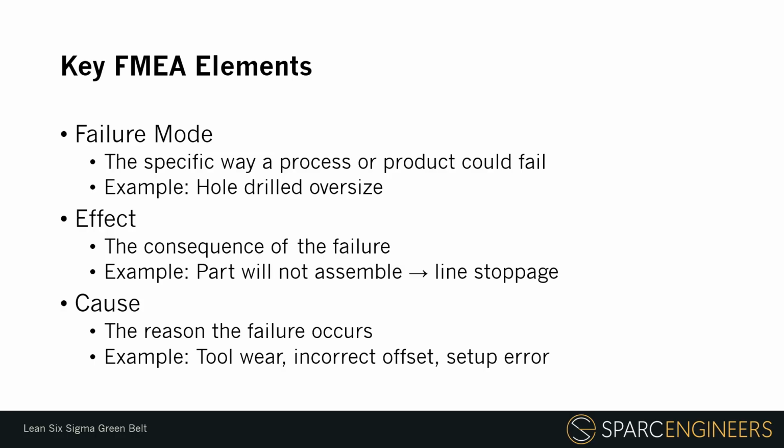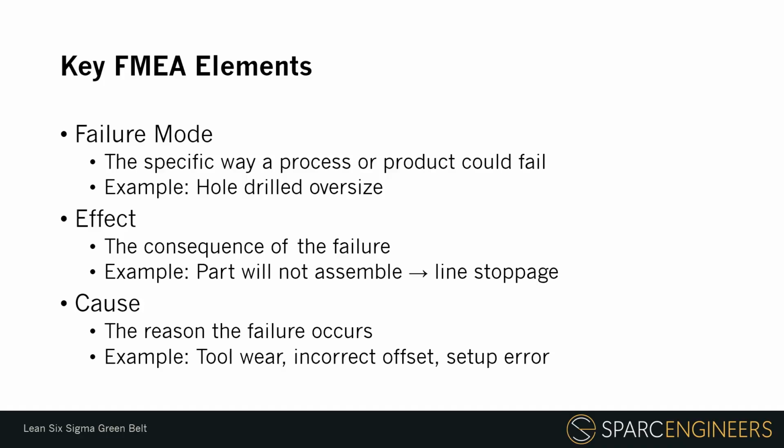These 3 elements need to be specific. If the failure mode is too broad, the team will struggle to identify meaningful controls. If the effect is unclear, the severity score may not reflect the real customer or process impact. If the cause is vague, the improvement action may not actually reduce risk. A strong FMEA depends on clear thinking and clear wording.